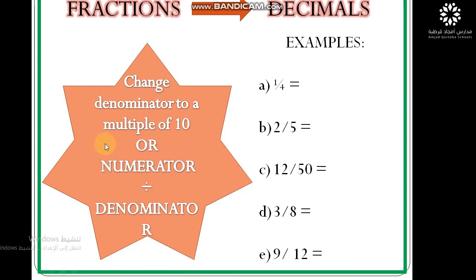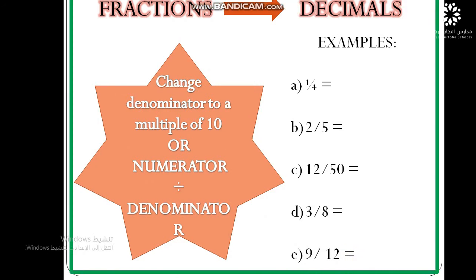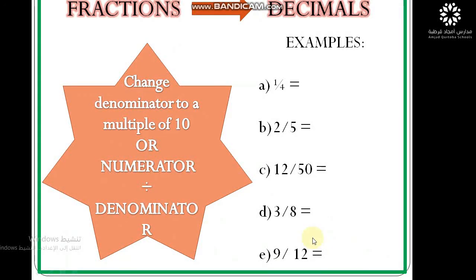0.375. 9 over 12. Now 12, you don't have a friend of 12, so it is necessary for you to simplify. 9 over 12, I can divide by 3 up and down, so it will be 3 over 4. Then I will multiply by 25 up and down, so it will be 0.75.